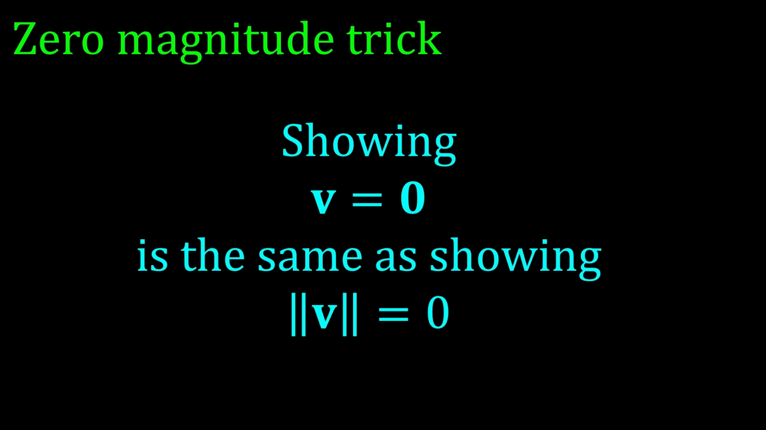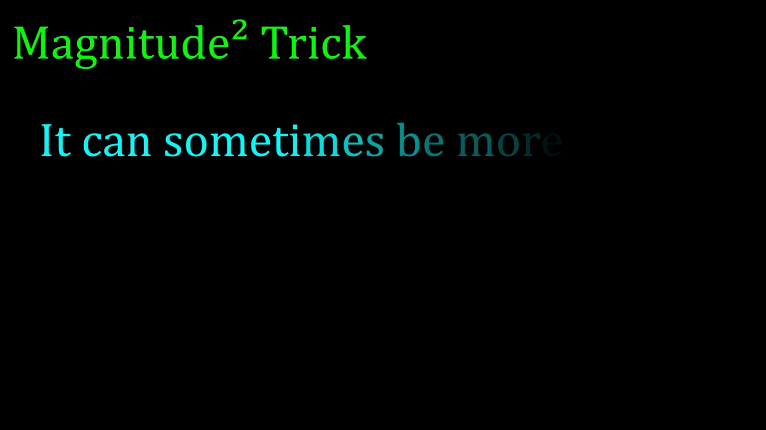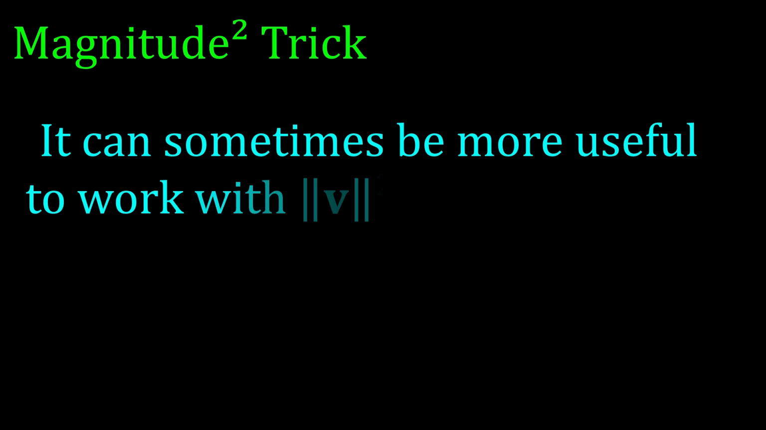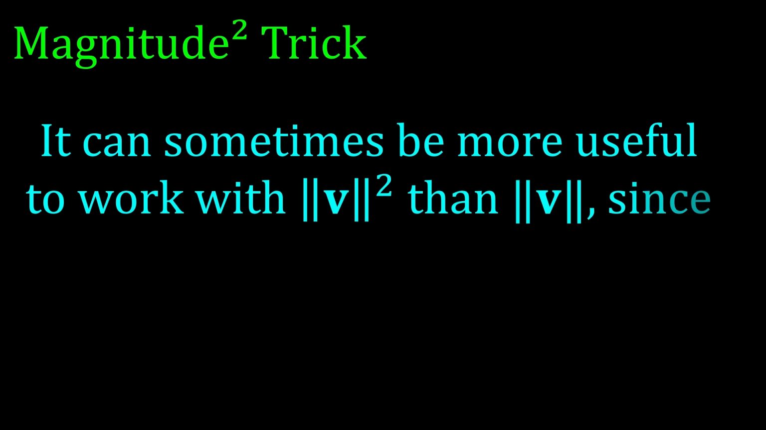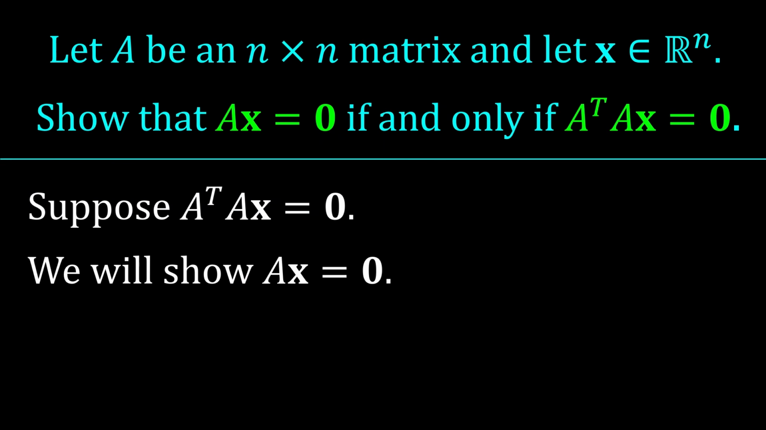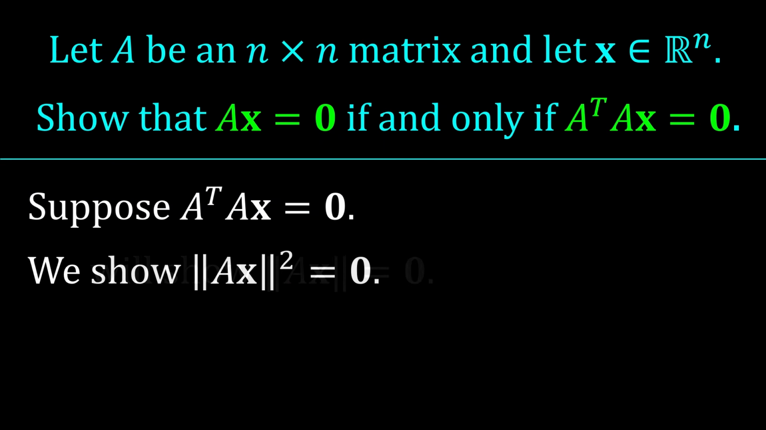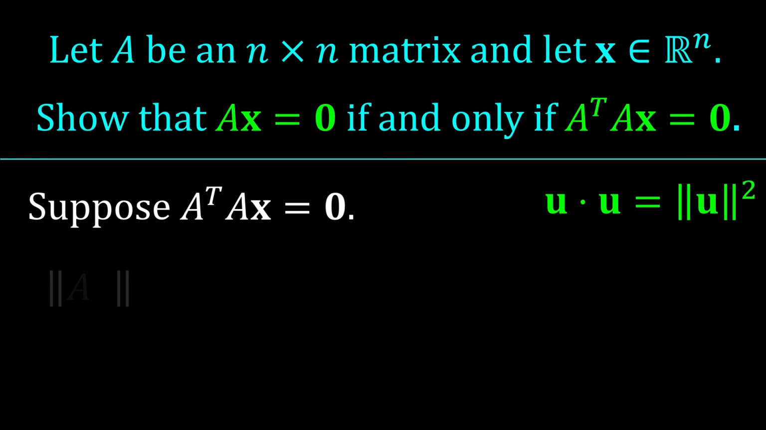Now, why does that make it easier? Well, one way is to use the magnitude squared trick. It's sometimes more useful to think of the squared magnitude than the actual magnitude of a vector, and that's because you can use the dot product. There's this nice identity where the squared magnitude of v is equal to v dot v, which you might know. This is really useful because now we can exploit the properties of the dot product. So we're just going to show that Ax dot Ax is equal to 0 instead.